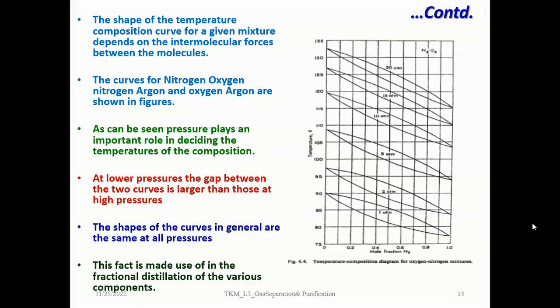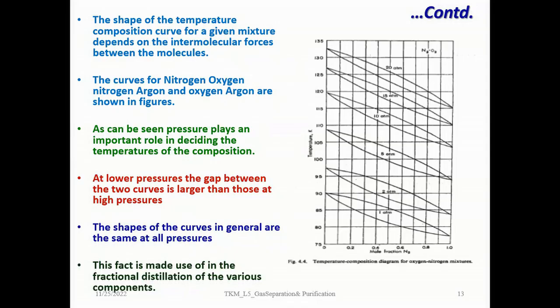As you notice, the dew point and bubble point curves are gradually coming close to each other when you operate at higher and higher pressures. So the separation between the dew point and boiling point curves will be larger at atmospheric pressure. That's what we observe, right? Now the shape of the curve is in general the same at all pressures, and this fact that the separation between the curves is larger at lower pressures is made use of in the fractional distillation of various components.